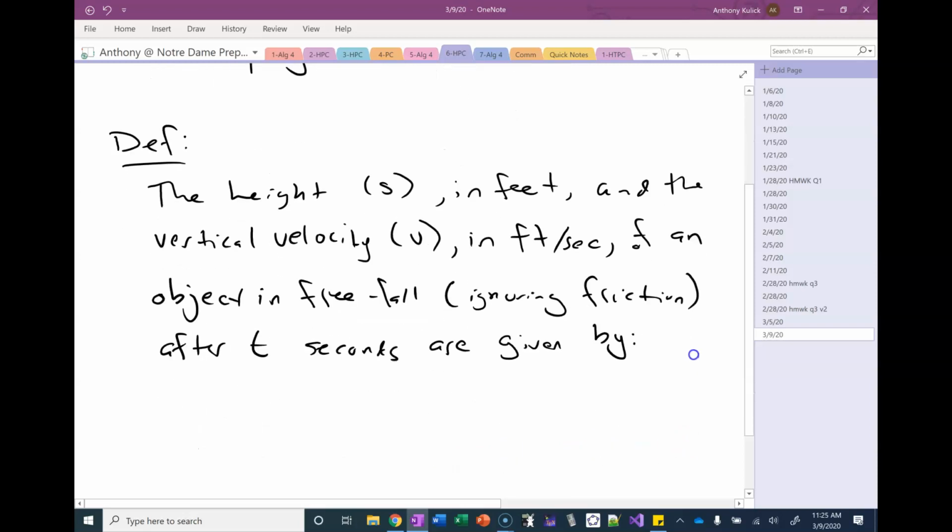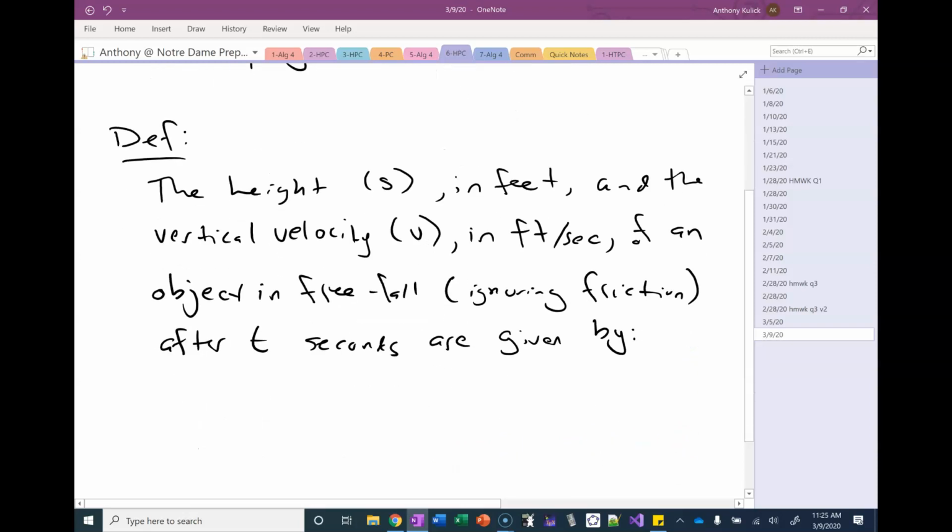All right, the height s and velocity v of an object in free fall after t seconds are given by the functions. S of t equals 1/2 g t squared plus v naught t plus s naught, and v of t is equal to g t plus v naught.